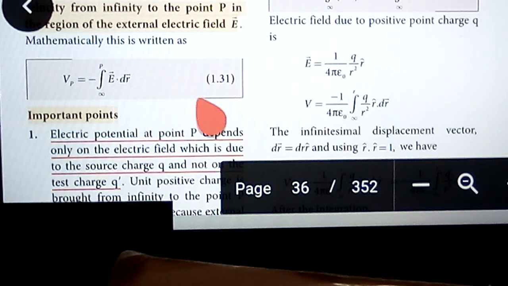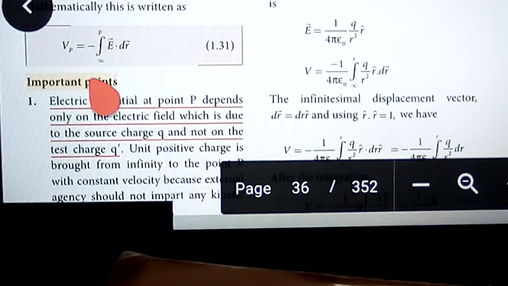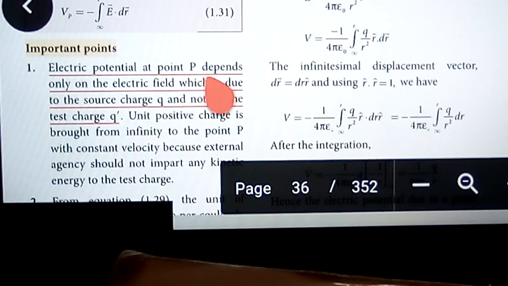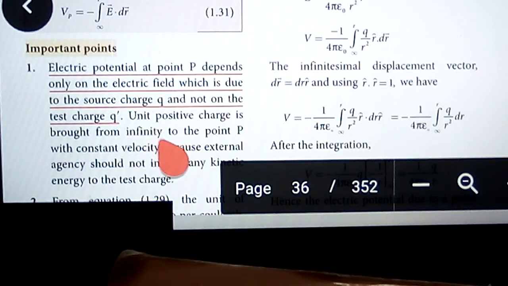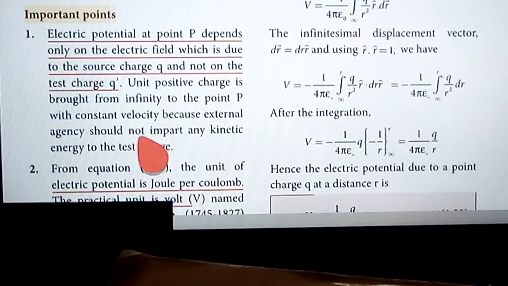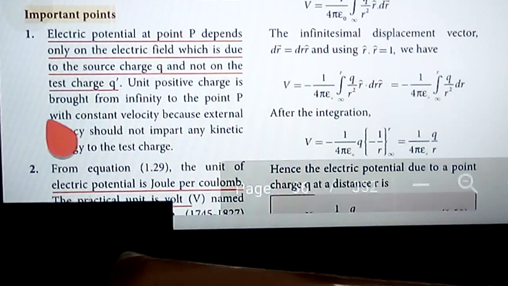Now we have to consider some important points. The first point is the electric potential at a point P depends only on the electric field, which is due to the source charge Q and not on the test charge Q dash. So the unit positive charge is brought from infinity to the point P with constant velocity because the external agency should not impart any kinetic energy to the test charge.